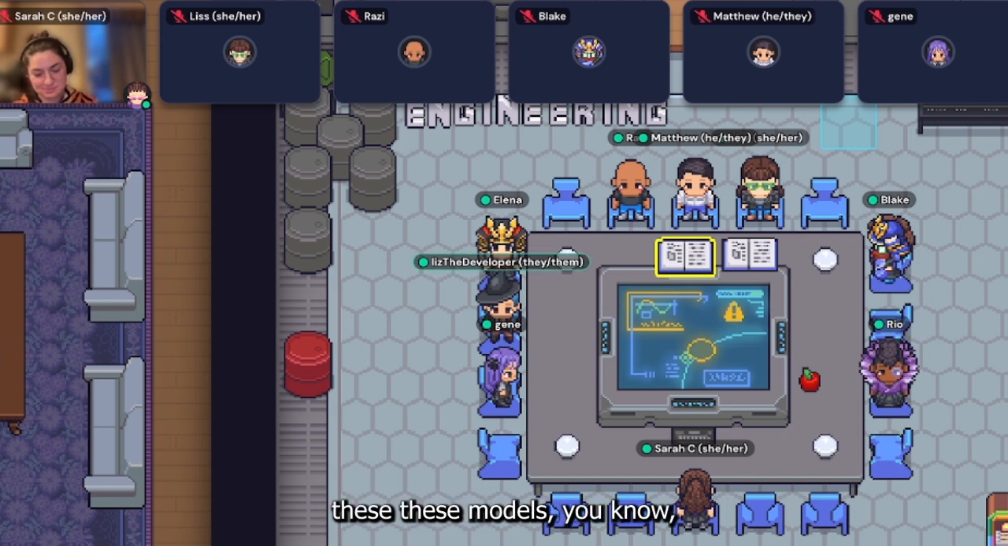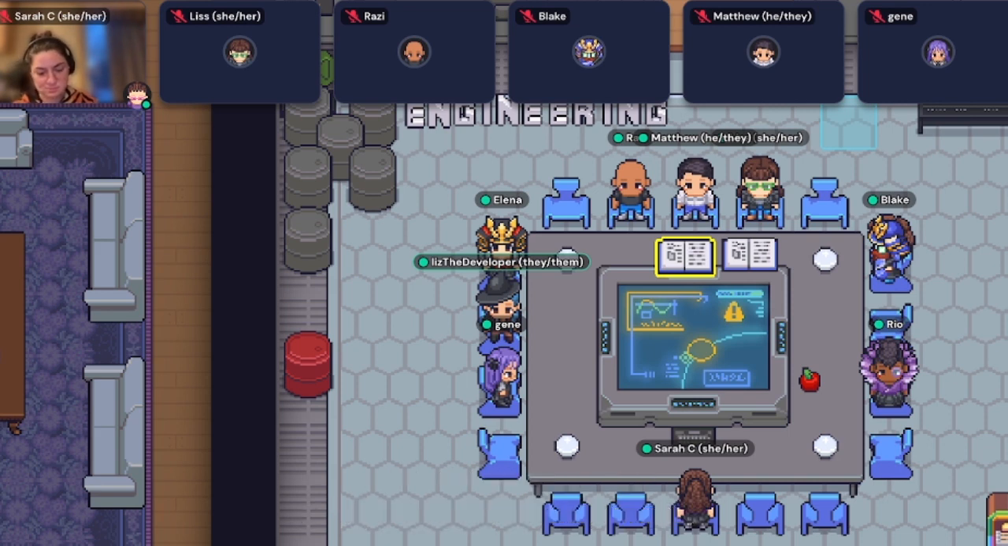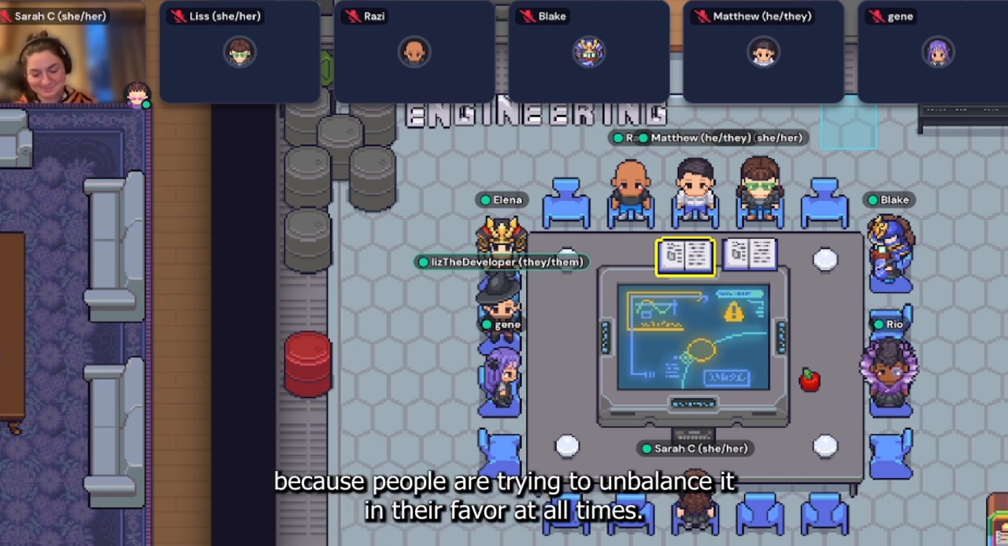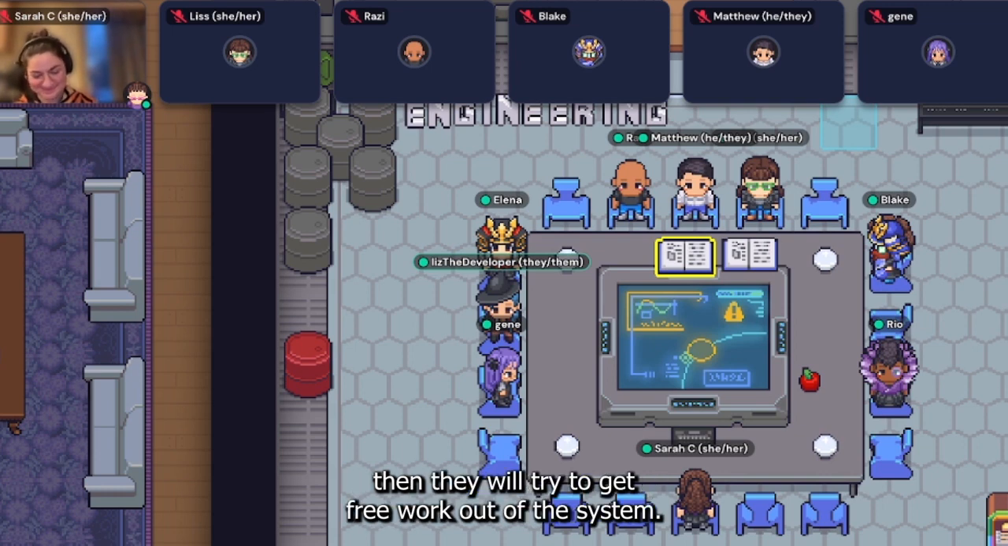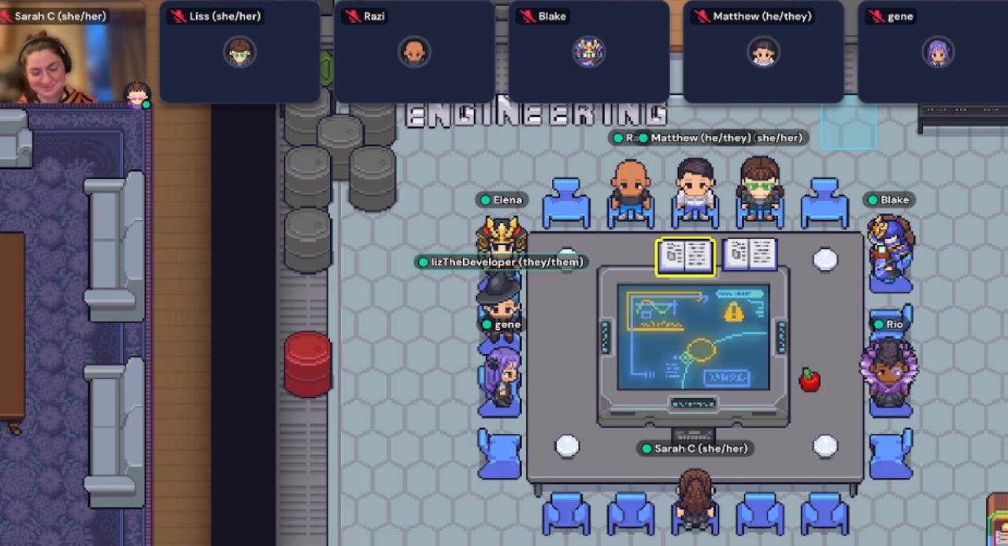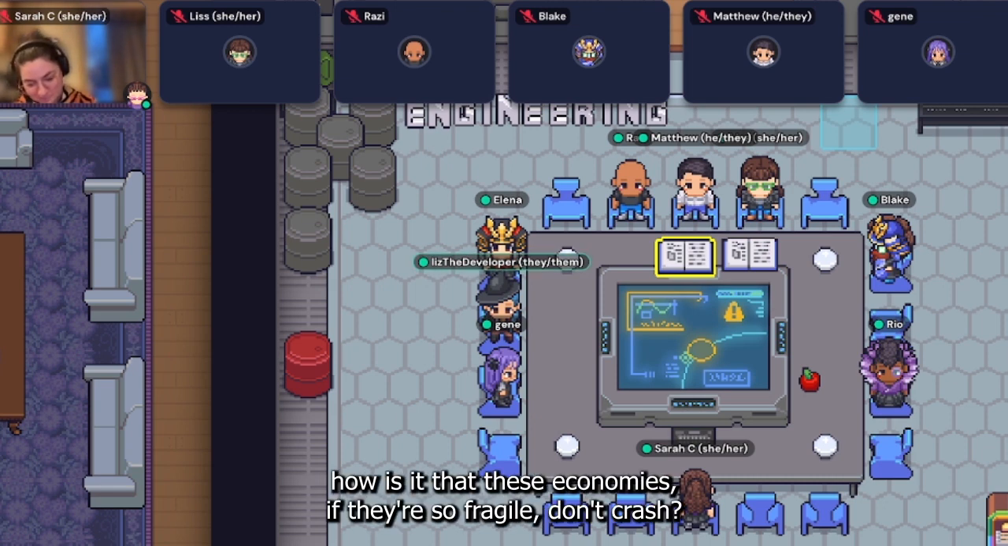These models, video game engineers, we give them a lot of flack a lot of the time for not balancing the economy properly. It's hard to do because people are trying to unbalance it in their favor at all times. If they can figure out a way to predict the system, then they will try to get free work out of the system. So how is it that we get to robustness then? How is it that these economies, if they're so fragile, don't crash?